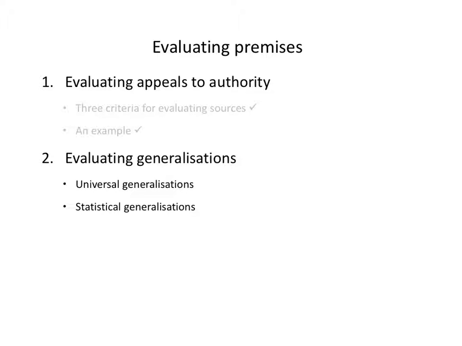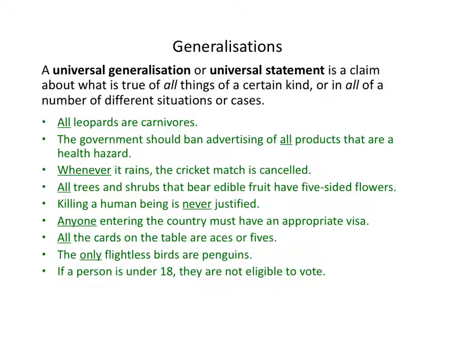Okay, we're going to talk now about premises that make a general claim of some kind and how to evaluate them. So we'll start by talking about universal generalisations or universal claims or statements. Those are claims about what is true of all things of a certain kind or in all of a number of different situations. So here are some examples.